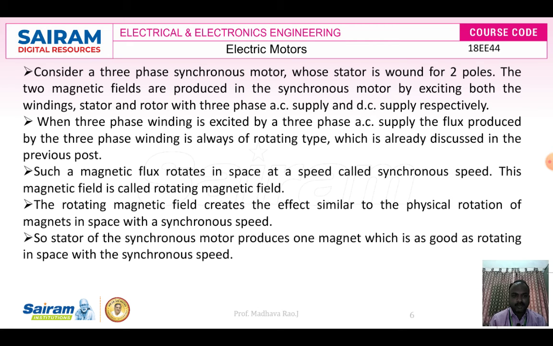Both the windings, stator and rotor, are excited with three-phase AC supply and DC supply respectively. When the three-phase winding is excited by three-phase AC supply, flux is produced, and a three-phase winding is always of the rotating type, which was already discussed in the previous slide. Previously we discussed the magnetic locking concept: if you rotate one magnet, the other magnet also rotates. Here also it will rotate.